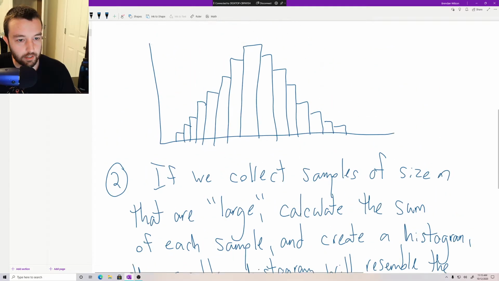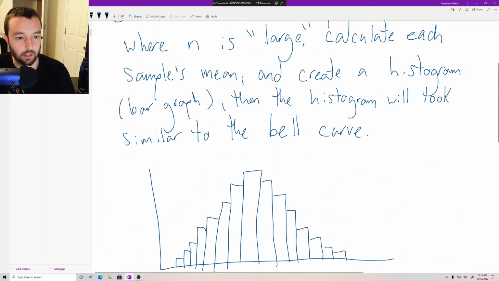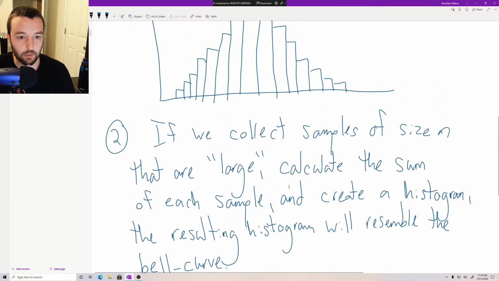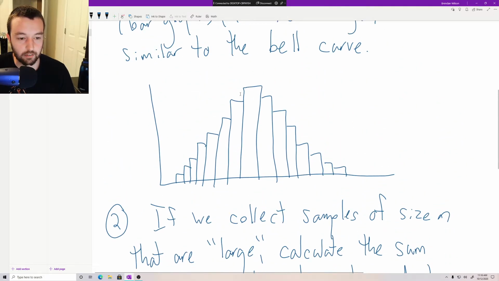Okay, so this first definition is about calculating each sample's mean. This one is about calculating the sum of each sample. So that's the only difference between them. We would have the same picture if, instead of each one of the bars representing one of the samples' means, it represents the sum of the samples.